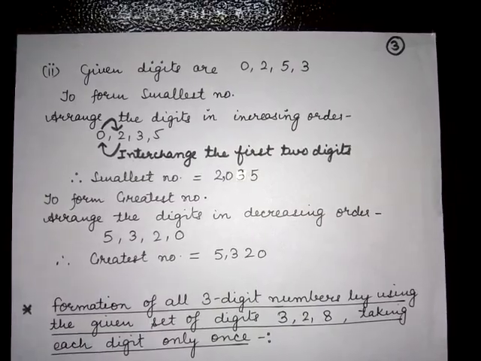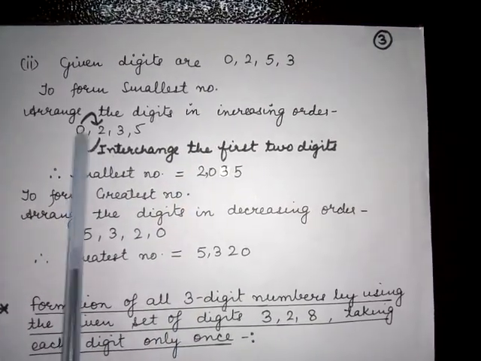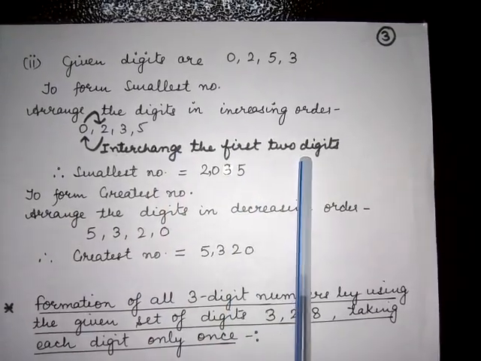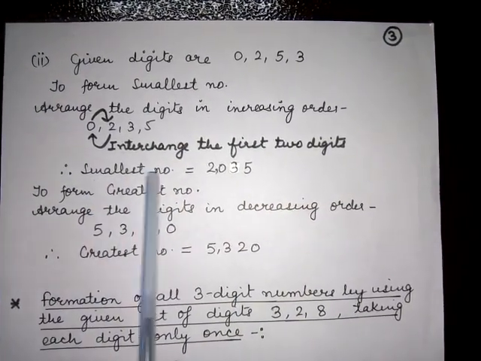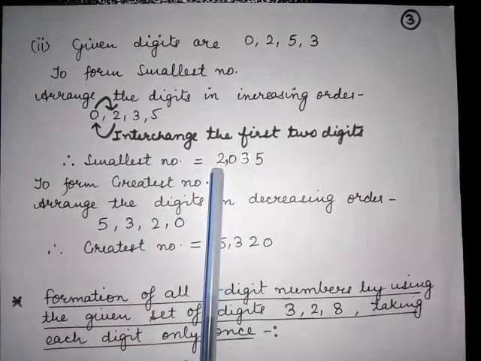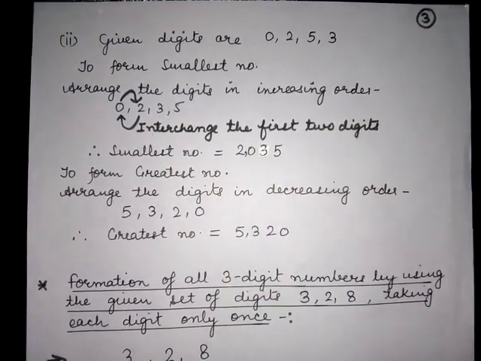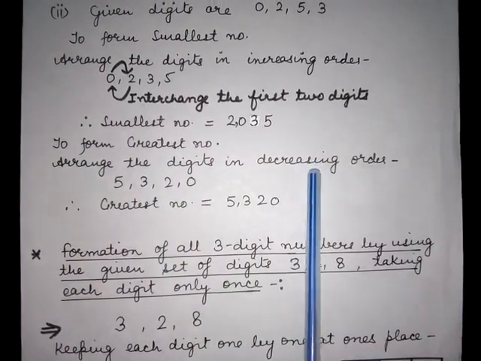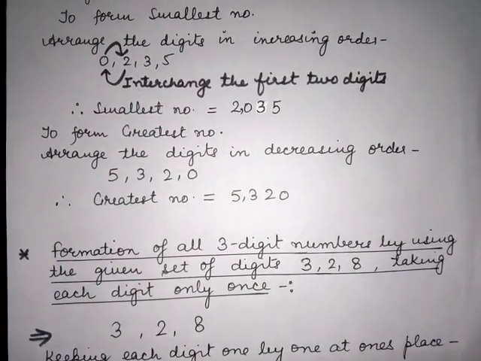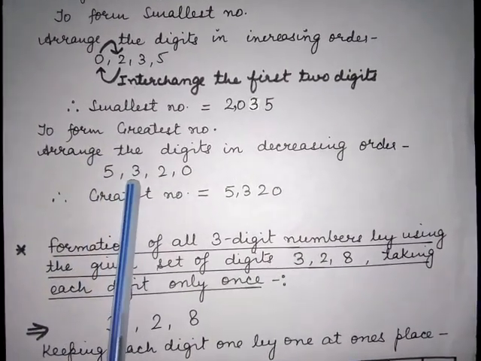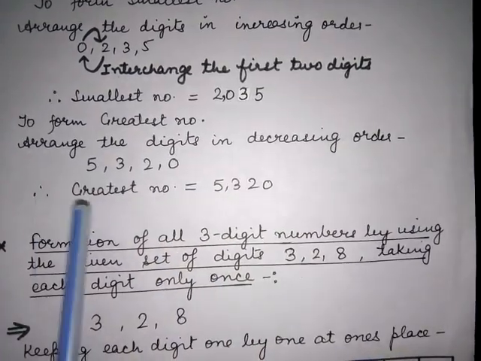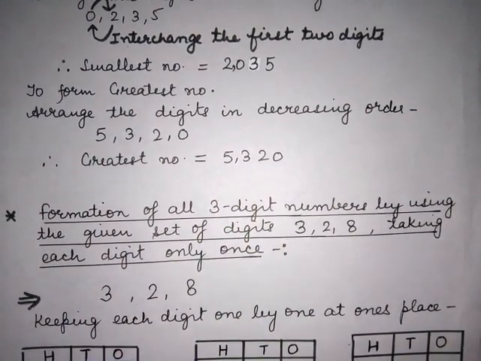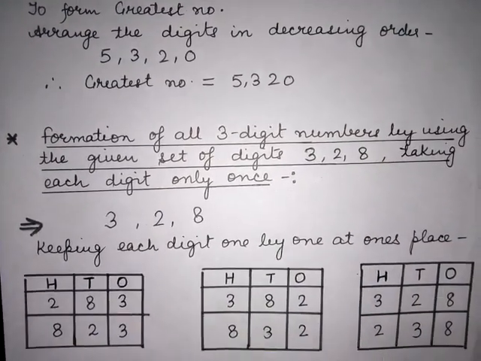So in this case, we have to interchange the first 2 digits. We have to change their place. So the smallest number formed is 2035. And to form the greatest number, we have to arrange the digits in decreasing order. So here is the order 5, 3, 2, 0. So what is the greatest number formed here? 5320.